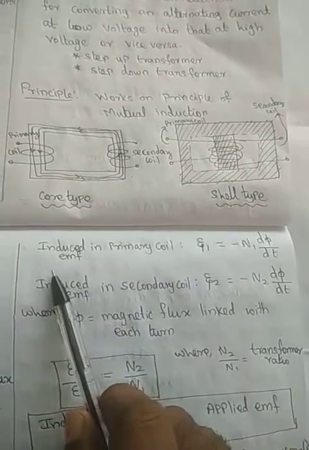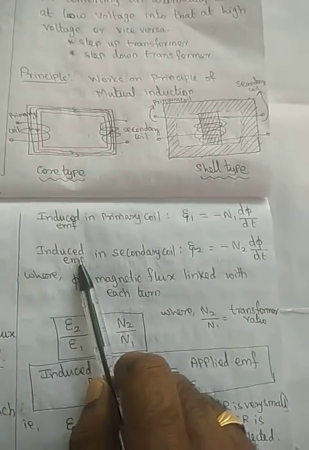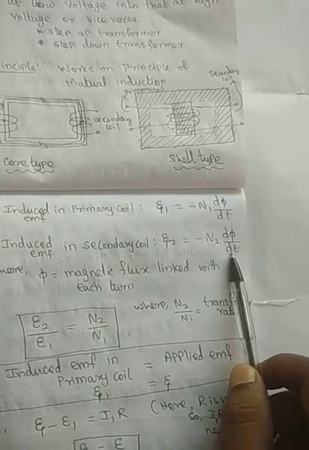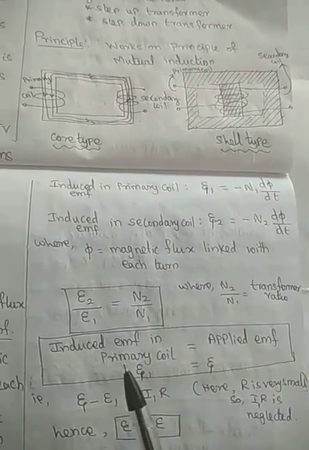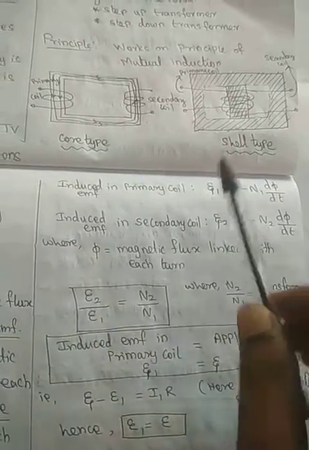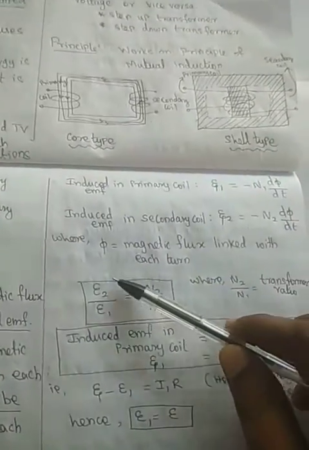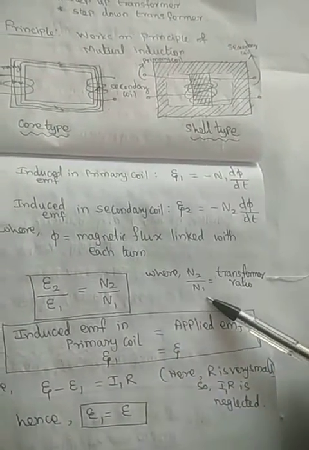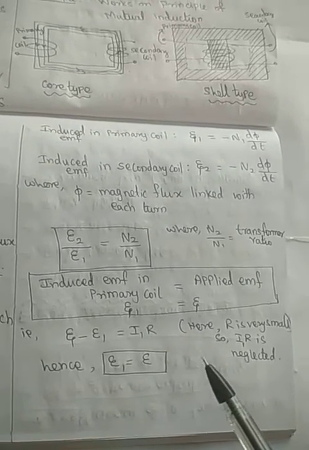Here the induced EMF in the primary coil is E1 equal to minus N1 dφ/dt, and the induced EMF in the secondary coil is E2 equal to minus N2 dφ/dt. So φ is the magnetic flux linked with that particular coil. So as we already said, what are the transformer equations? Very simple. E2 is the secondary coil EMF and E1 is the primary coil EMF. So E2 by E1 is equal to N2 by N1, where N2 by N1 is also called the transformer ratio or turns ratio.